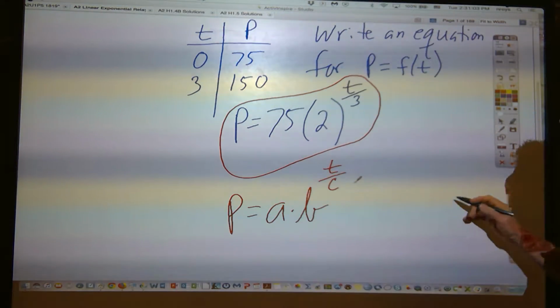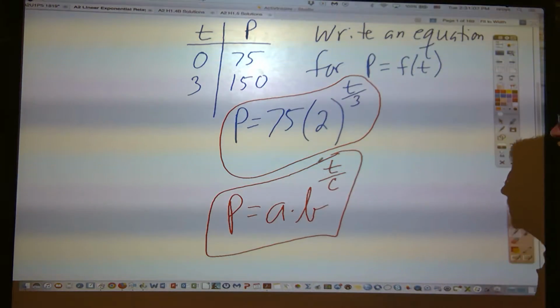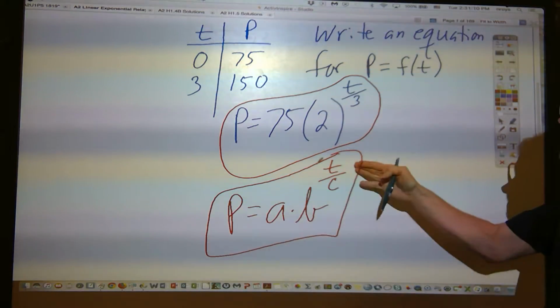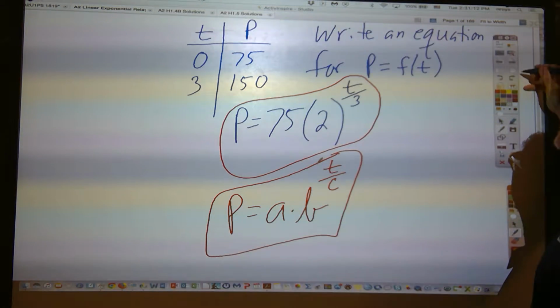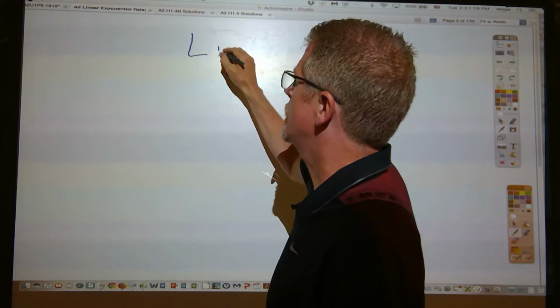And when I teach Algebra 2, I like to draw a contrast between a, b, and c in an exponential function and a linear function. So there's a few things I'd like you to say.